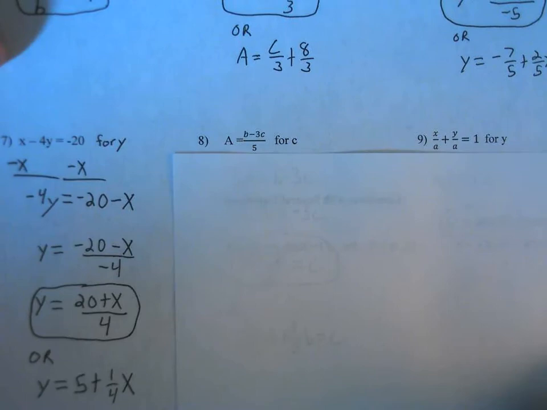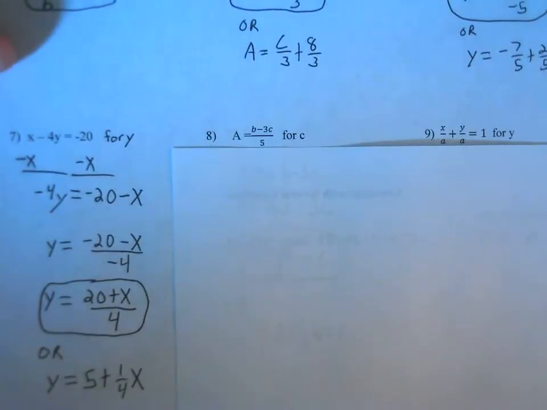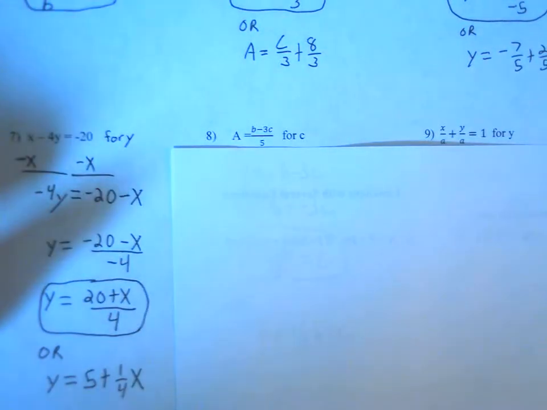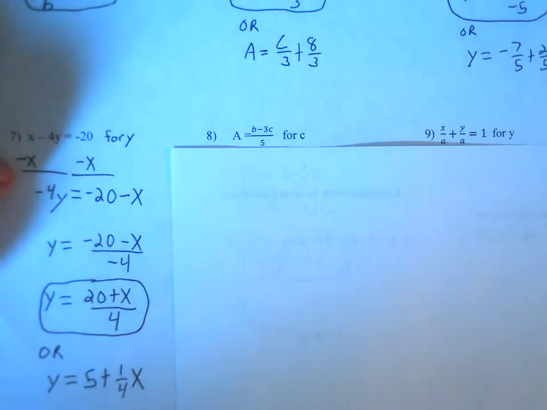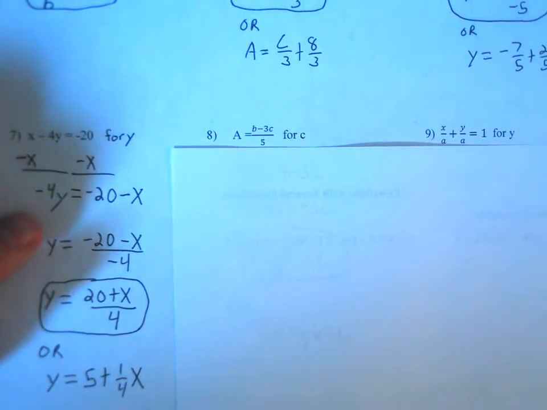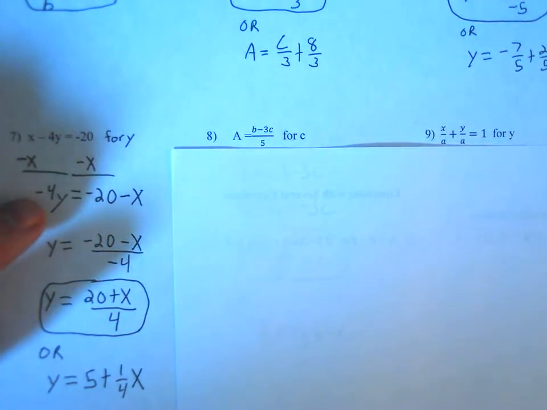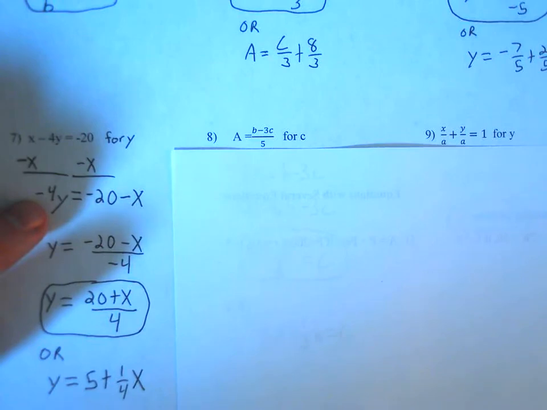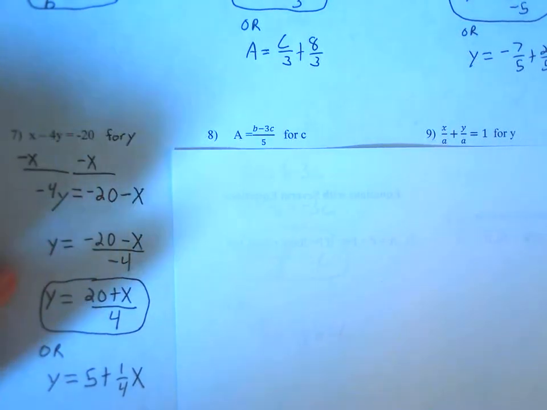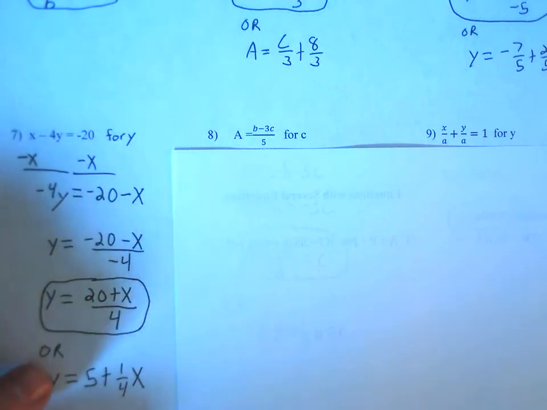Okay, so number 7. This is similar to number 6. You want to solve for y, so you get rid of the x by subtracting it. Okay, and then that'll give you negative 4y equals negative 20 minus x. And then to get rid of the negative 4, it's multiplied by y, so you divide by negative 4. And again, you can write that in the 2 different ways.